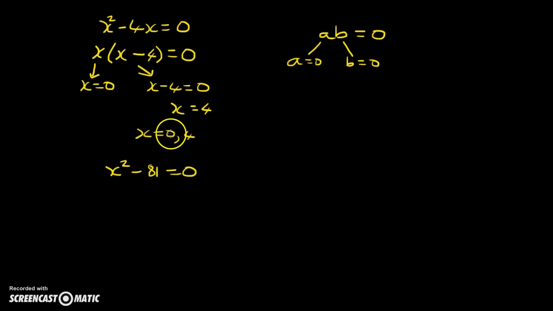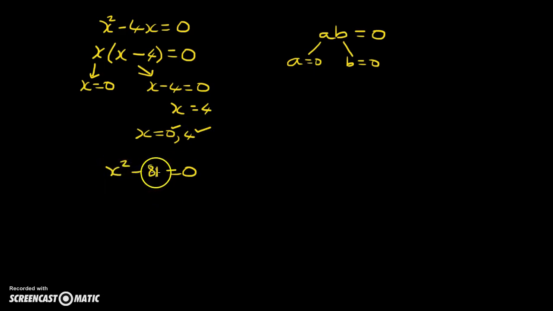And what we should always do is double check that it actually works in the original equation. So let's put the 0 back. 0 squared, because it's 0, minus 4 multiplied by 0, that's 0. So 0 subtract 0 is 0, so 0 works. And 4, let's try 4. 4 squared, 16, subtract 4 multiplied by 4, 16, so 16 subtract 16 equals 0. So whenever you can, check back.